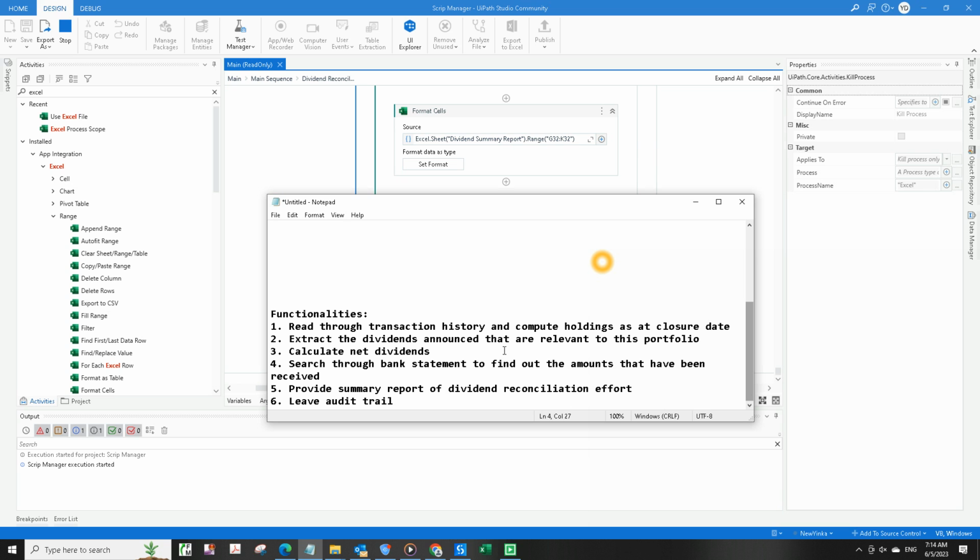So as I was saying, what does it do? It reads through the transaction history, computes holding as at closure date, extracts all the dividends announced that are relevant to this portfolio. Number three, calculates net dividends. Number four, it reads through the bank statements to find out the amounts that have been received, the actual amounts versus expected amounts, and then it provides you a report, the discrepancies or differentials. And then it leaves everything in such a way that if you wanted to manually look over it, you'll find it really easy to do that. A lot easier than if you had to do it all yourself.